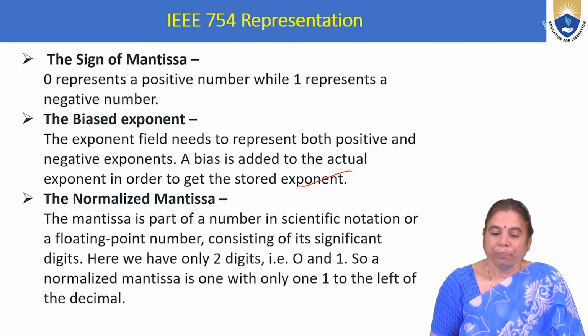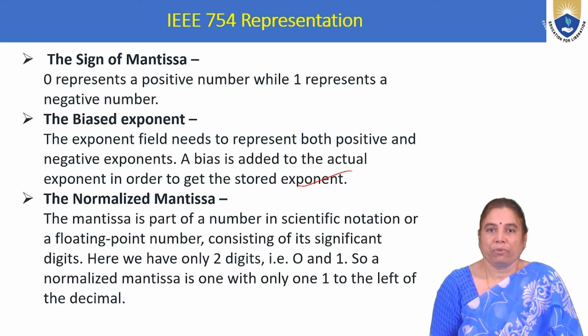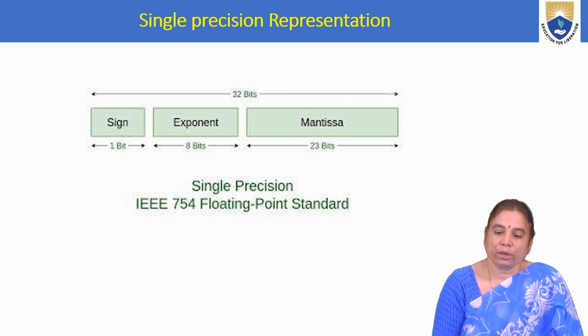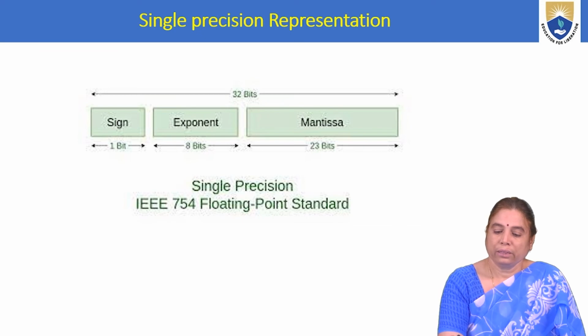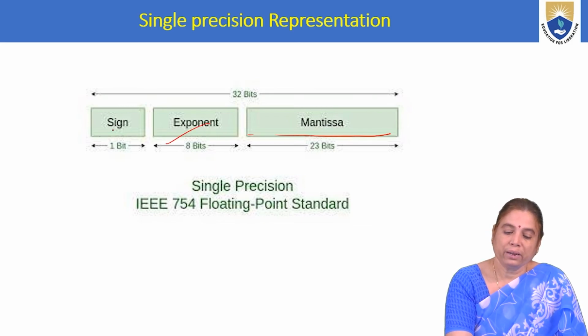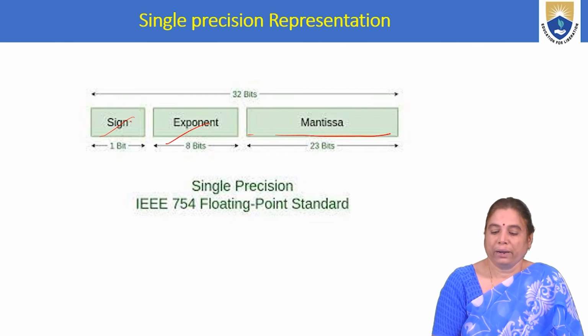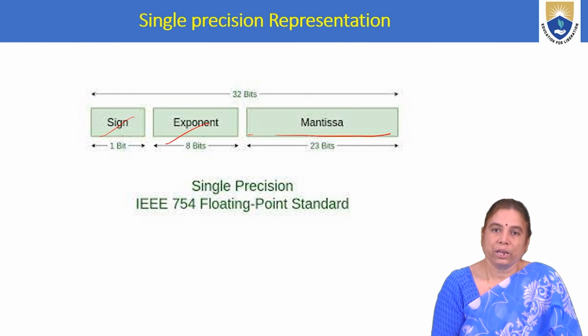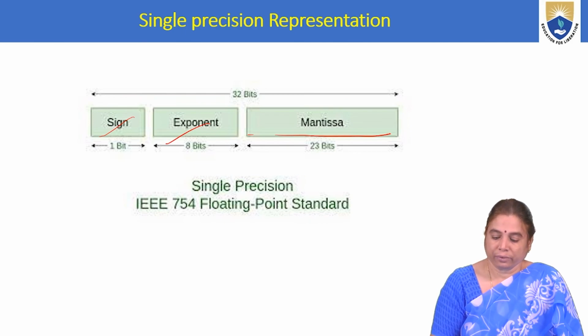By using the IEEE 754 representation, single precision and double precision floating points can be represented. The single precision floating point is represented with 32 bits. 23 bits are used to represent the mantissa and 8 bits are used to represent the exponent. 1 bit is used to represent the sign bit. So this is the IEEE 754 format for single precision, using 32 bits.